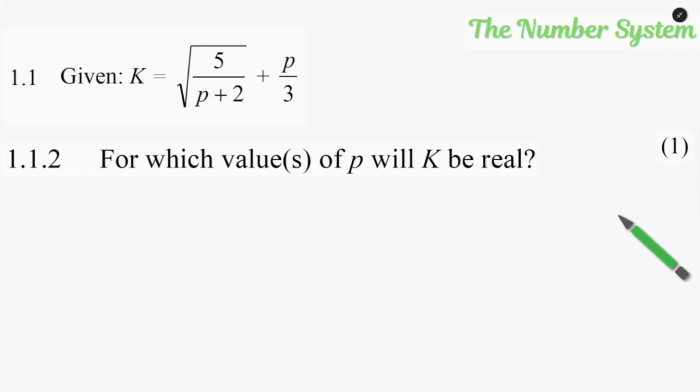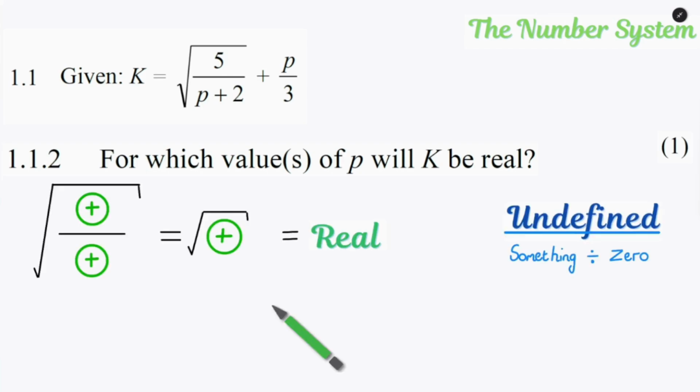Carrying on with the number system, we need to determine the values of p which will make this real. Now I'm going to walk you through the logic behind this. We've got to model our answer according to 2 things. To get something that's real, I need to square root a positive number. So underneath this root over here, I want a positive number divided by a positive number, so that I don't get the square root of a negative and non-real stuff.